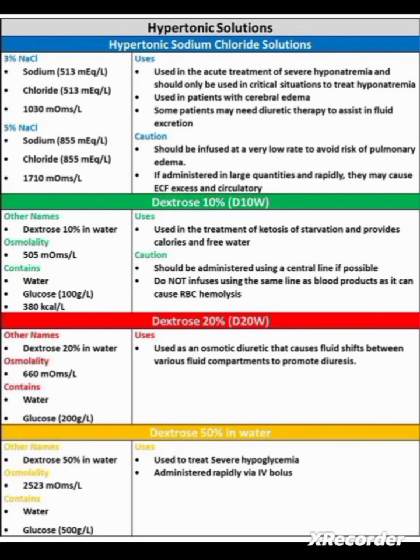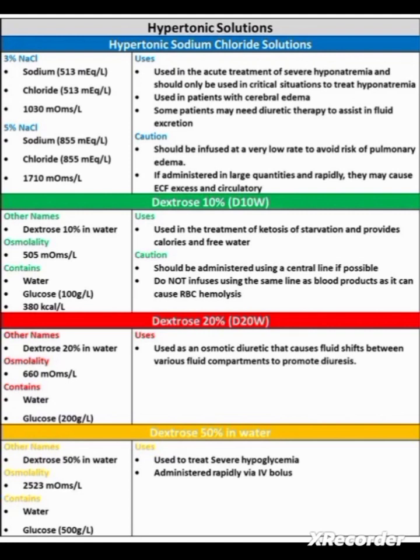Next one is hypertonic solution. Hypertonic solutions include hypertonic sodium chloride solution, dextrose 10%, dextrose 20%, and dextrose 50% in water. Hypertonic sodium chloride contains 3% NaCl and 5% NaCl. The sodium content in 3% NaCl is 513 mEq per liter, and chloride level also 513 mEq per liter.